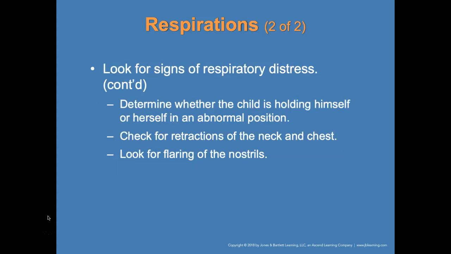So, like I just said, we're looking for that tripod position, retractions of the neck and chest, and then the flaring of the nostrils. So once again, just like we talked about in work of breathing of the pediatric assessment triangle, these are the things we're looking for. Apparently, if we keep talking about it, it's got to be pretty important.